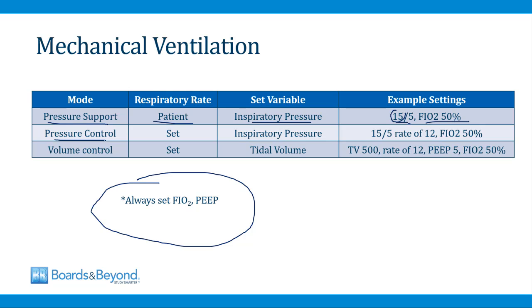In pressure control mode, this is similar to pressure support mode, but you set a minimum respiratory rate. You also set the inspiratory pressure. So an example of settings you might report on rounds for pressure control would be 15/5 at a rate of 12 with an FiO2 of 50%.